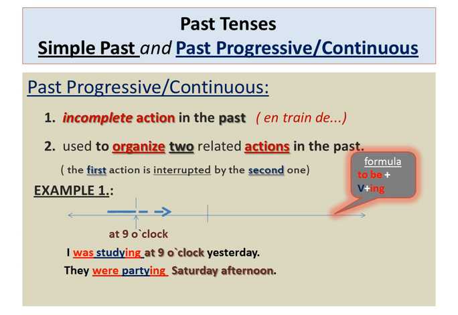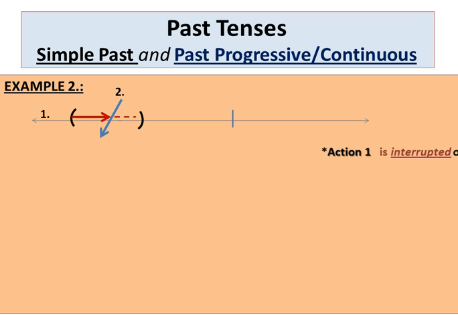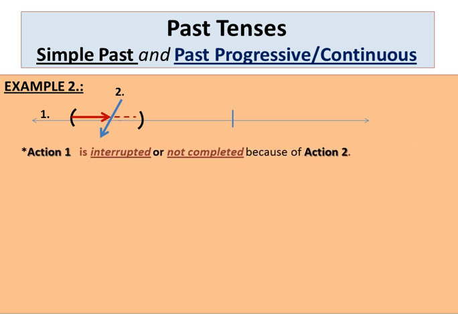Let's talk about the second use of the word now. We have an example where we have two actions. The first action begins and is interrupted by the second action. The first action is in past progressive or continuous tense, and the second action, to make it different, to make it clear, is in simple past tense. In this way we can organize two actions in the past.